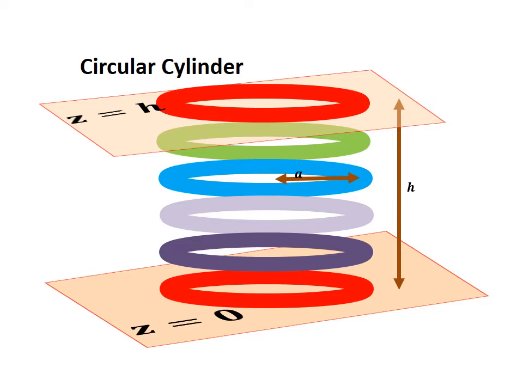Here the radius and height are independent. That means whatever be the height of the cylinder, the radius does not change.